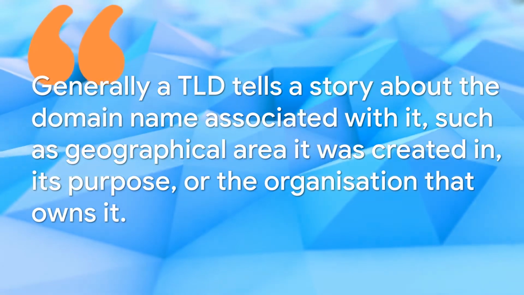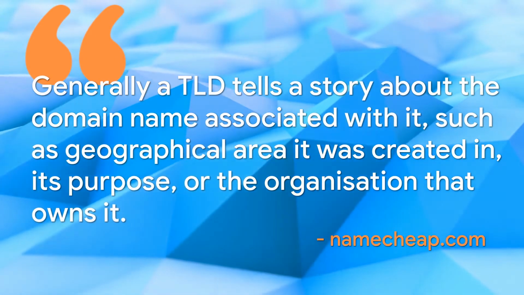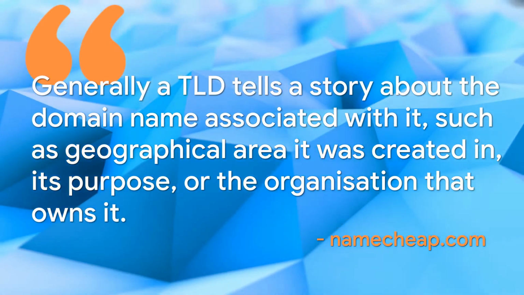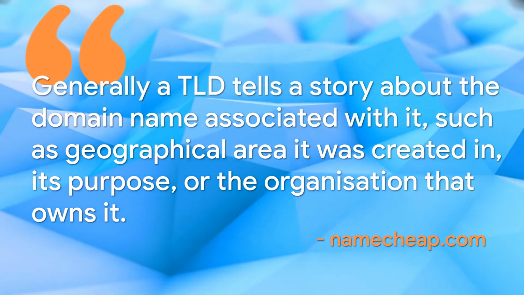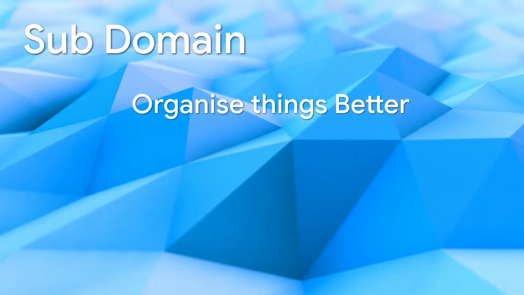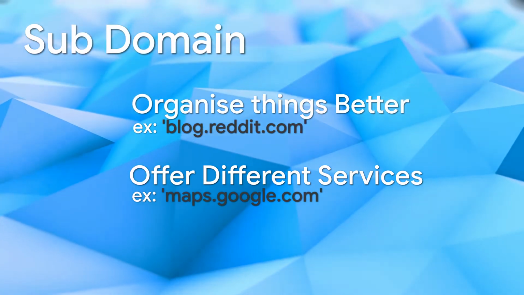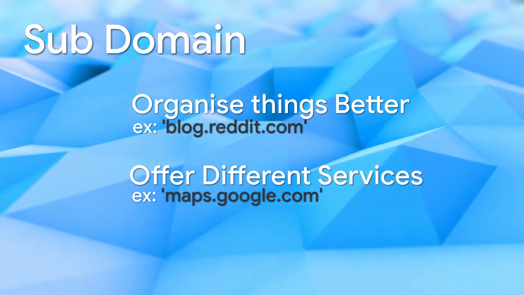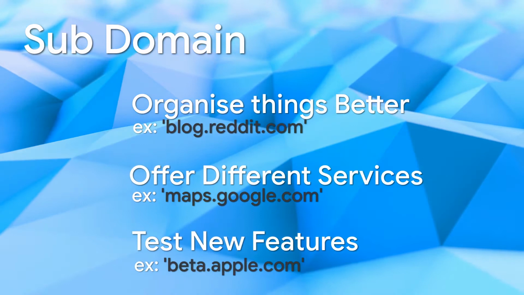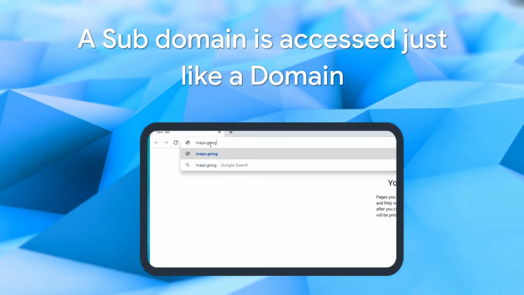Generally, a TLD tells a story about the domain name associated with it, such as the geographical location it was created in, its purpose, or the organization that owns it. Subdomain. In some cases, to organize things better, to offer a different service than what the main website is doing, or even when testing new features, we use a subdomain. A subdomain is accessed like this.